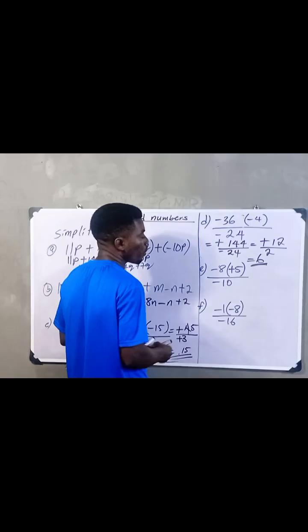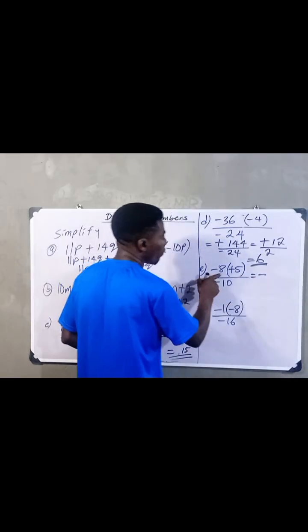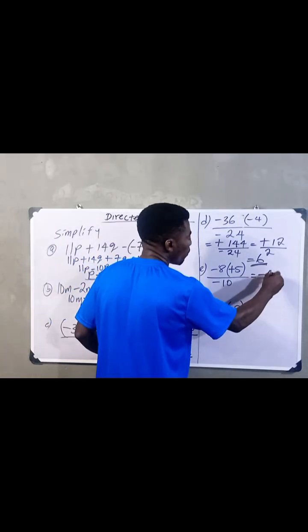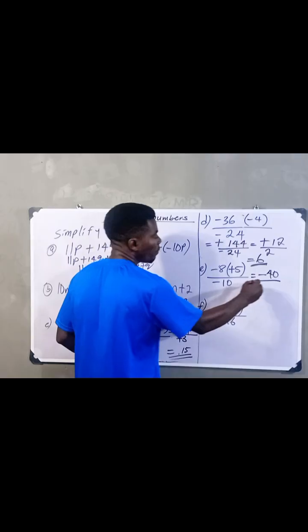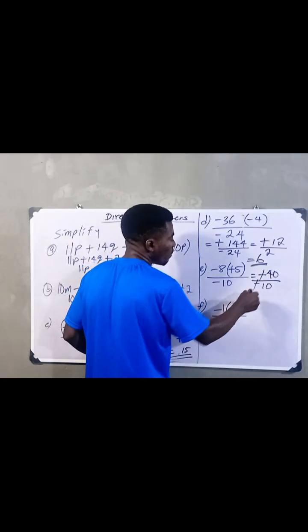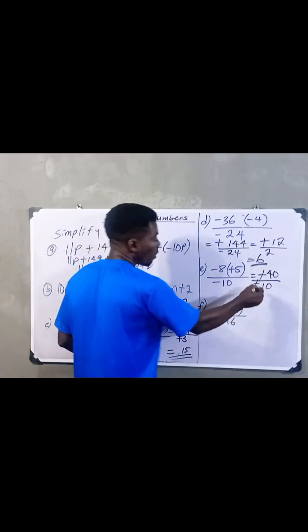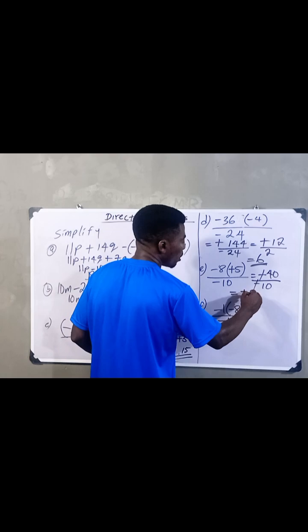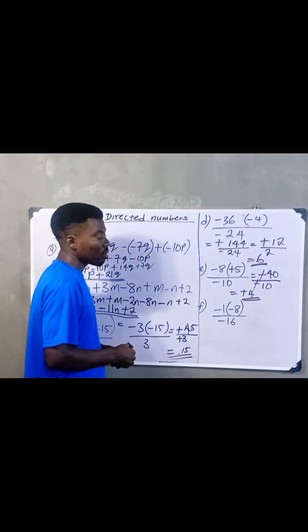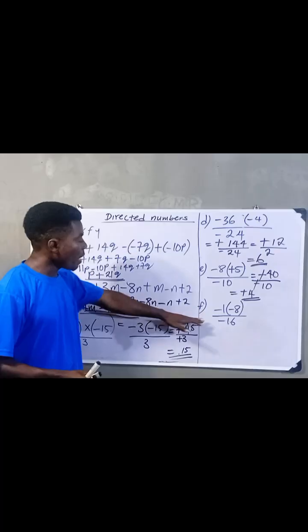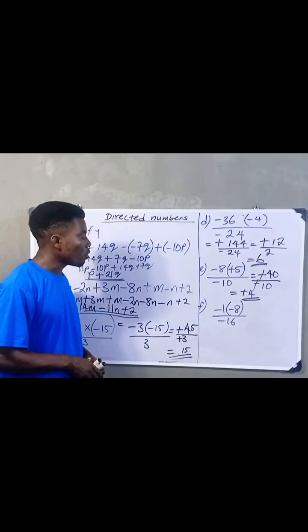All right, now looking at the next, negative multiplied by positive gives us negative. 8 times 5 is 40 over negative 10. So negative divided by negative is positive, and the result becomes positive 4, which can as well be written as 4. Okay, so the F part, I'm leaving that for you to solve.